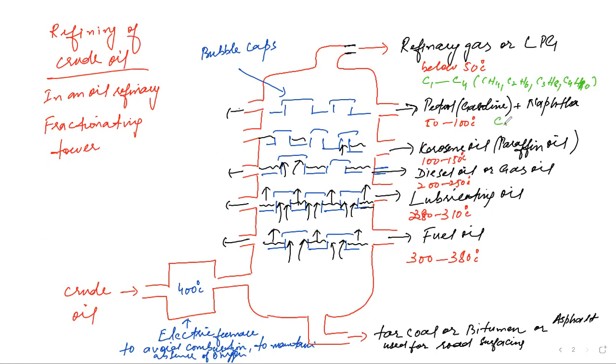Petrol and naphtha have C5 to C10, meaning pentane, hexane, heptane, octane, nonane, decane. Kerosene oil has C11 to C14. Diesel oil C15 to C19. Lubricating oil C20 to C35. Fuel oil contains C25 to C40. And charcoal and bitumen contain C40 onward.